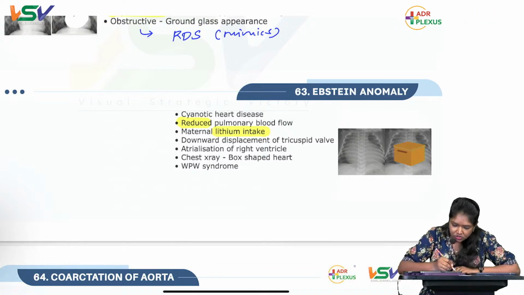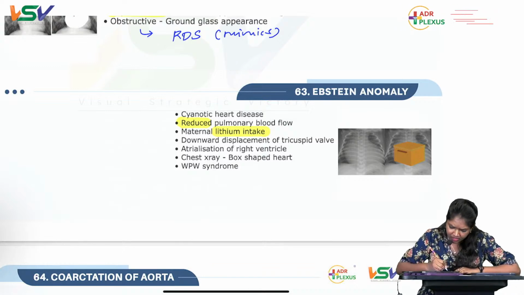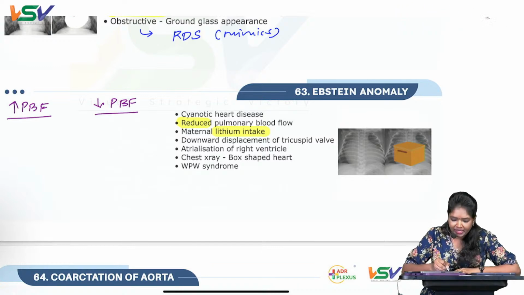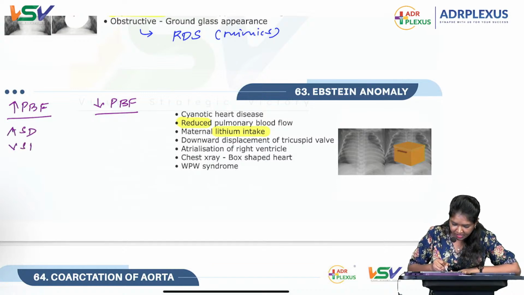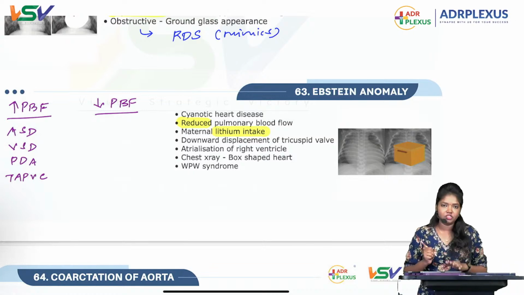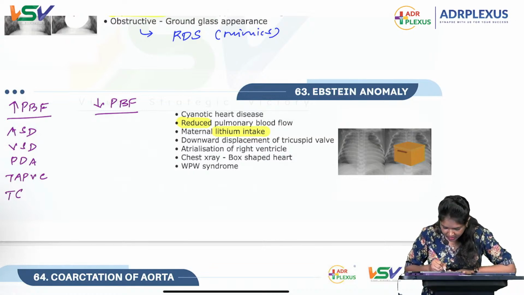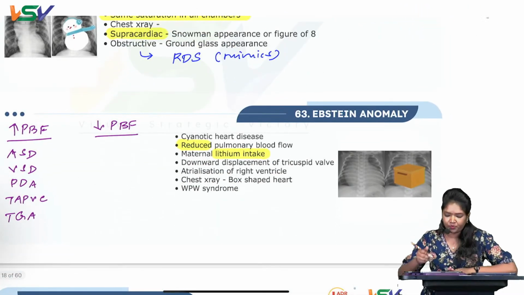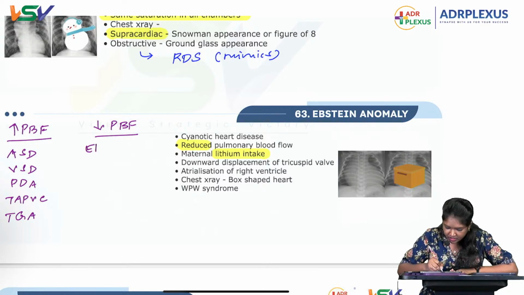Fine. So now, a quick reminder of which lesions have increased pulmonary blood flow and which have decreased pulmonary blood flow. Increased pulmonary blood flow: all your defects like ASD, VSD, PDA, all three of them are going to have increased blood flow. Other than this, TAPVC and TGA, which we just saw, have increased pulmonary blood flow. Pulmonary blood flow will be decreased in Epstein anomaly and tricuspid atresia.